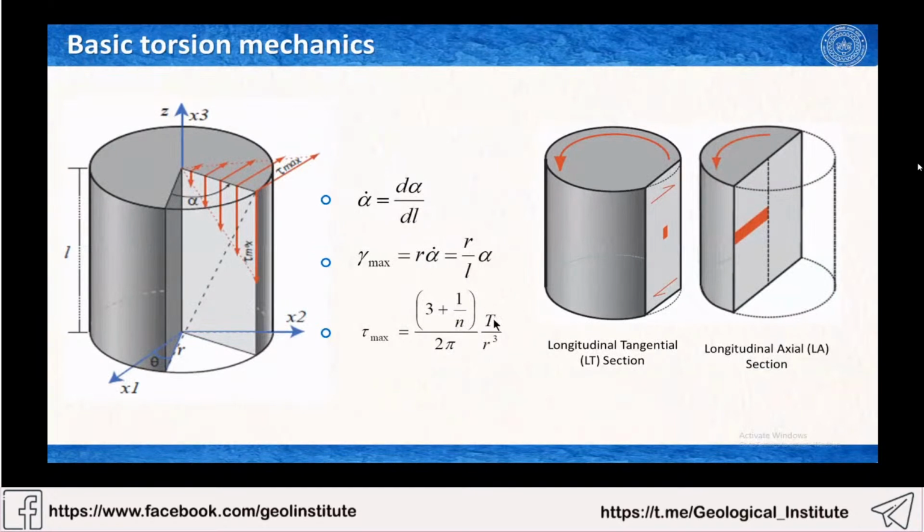Here T is the torque that you are measuring, R is the radius, and this is how it works. And once you deform the sample, then you can look at many different surfaces, but we'll see only two surfaces. One, we call it longitudinal tangential section. So as you can see, this is where the strain is maximum.